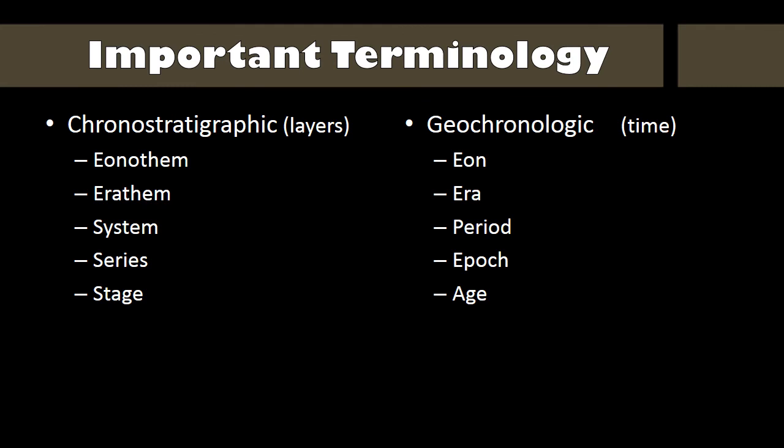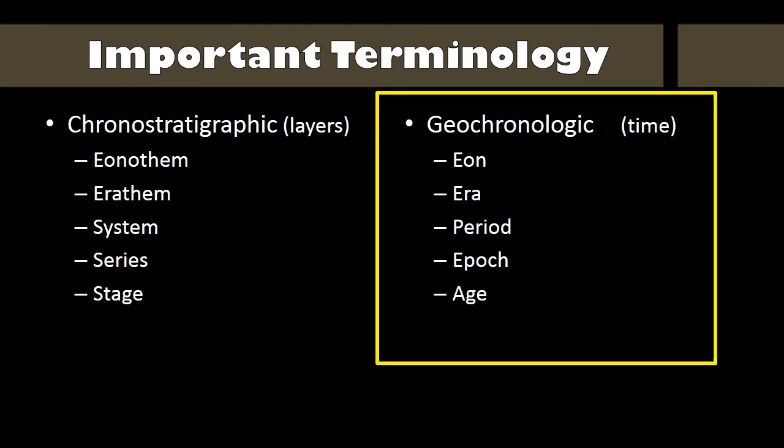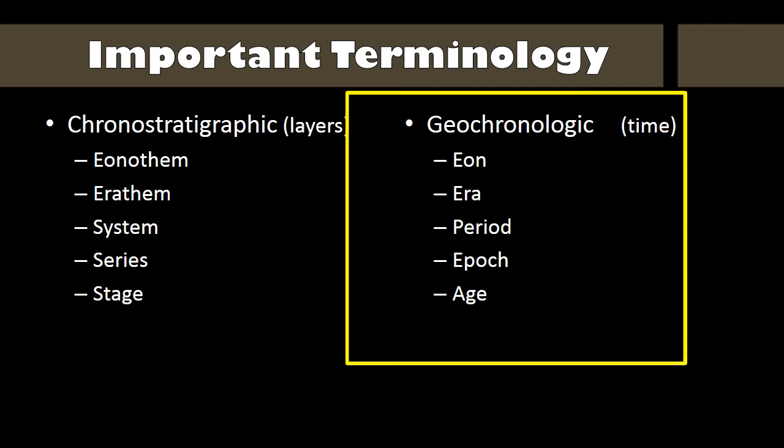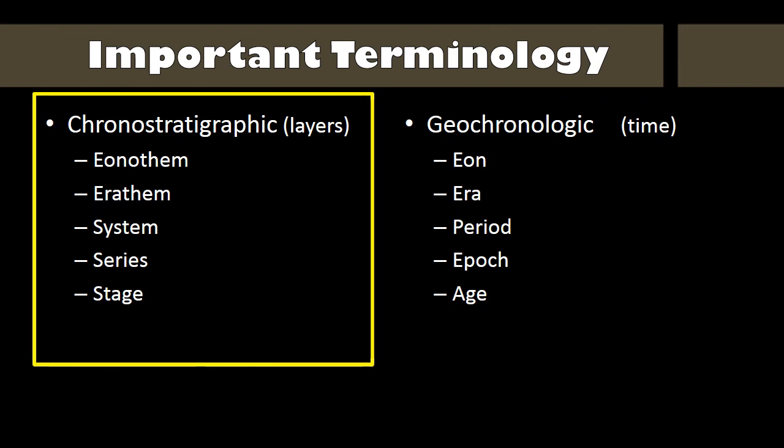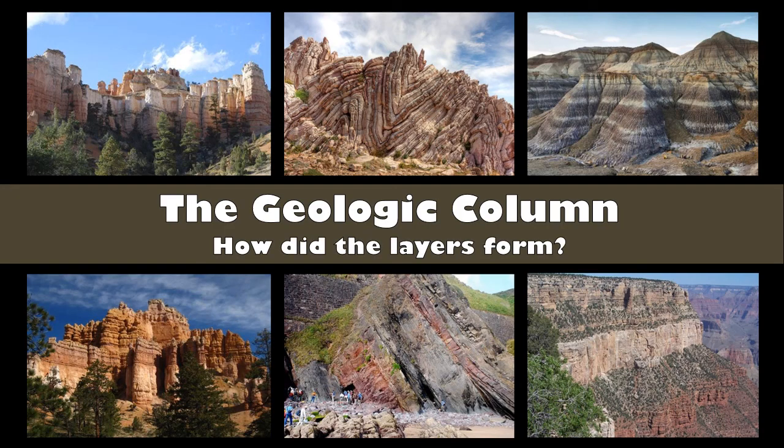It's important to understand both sets of terminology. Because geochronologic terms are used most often by scientists, we should know and be able to use them accurately, even if we do not accept the millions of years associated with them. We also have the option of using chronostratigraphic terms when we want to refer just to the placement of rock layers in the geologic column. In our next presentation, we will learn some basic principles about how the rocks in the geologic column were formed.